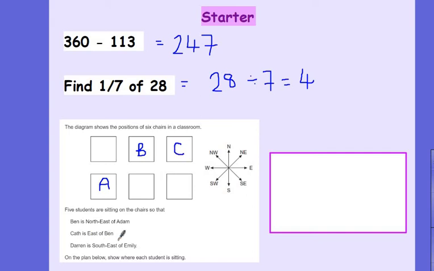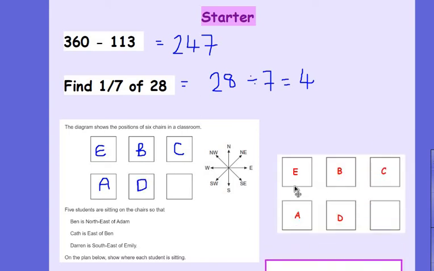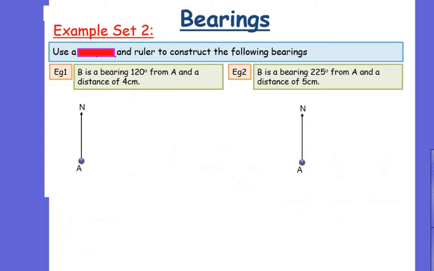And finally, Darren is southeast of Emily. So if we put Emily here, Darren's got to be southeast, diagonally downwards, so he's going to be here. Let's see if we got it right. Fantastic. EBCAD. Well done if you got that right, Year 9.